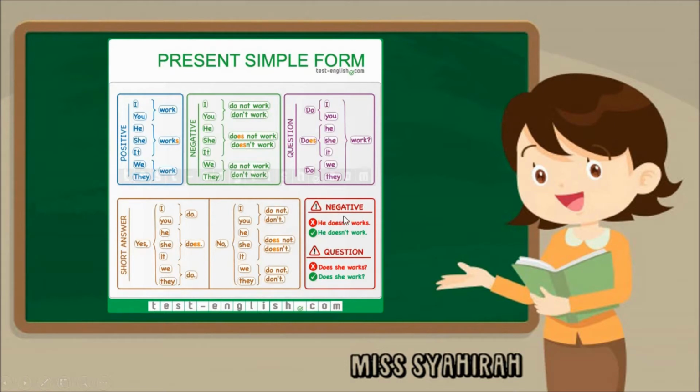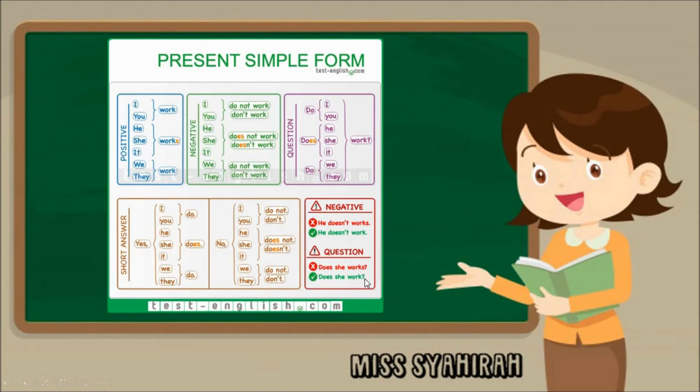Okay, another thing that you should remember: after do, does, or did, the verb is in base form. He doesn't works. It's wrong. You should write he doesn't work. So, after do, does, or did, the verb is in base form. Same goes for the question.